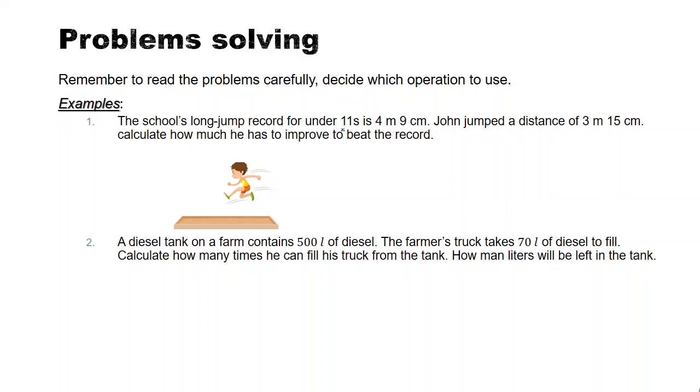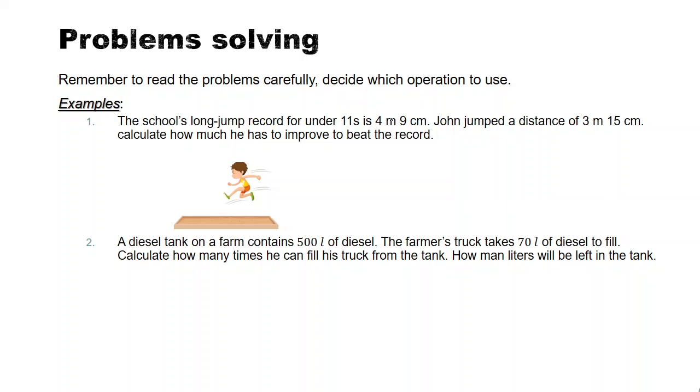Like for under 12, this is the age now. Only learners who are under 12 can take part. Is 4 meter 9 centimeter. Okay, that's the school record, the highest one now. John jumped a distance of 3 meter 15 centimeter. Okay, full stop here. Now we need to calculate how much he has to improve to beat the record.